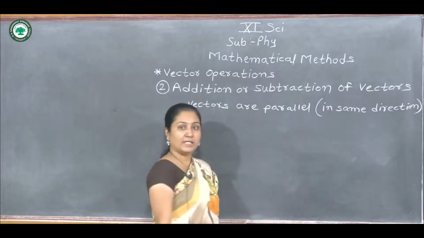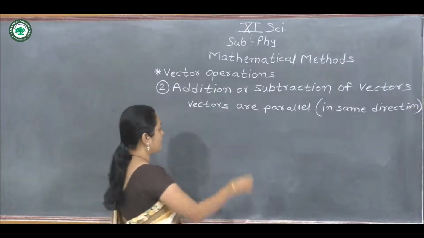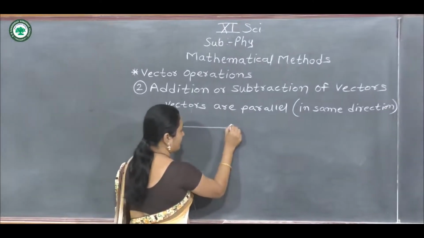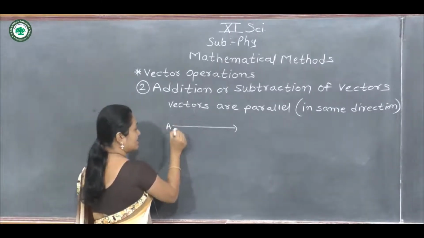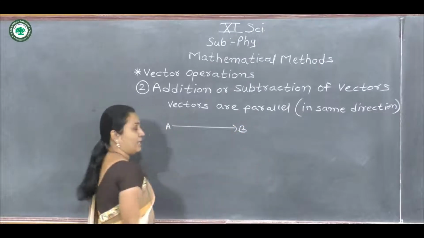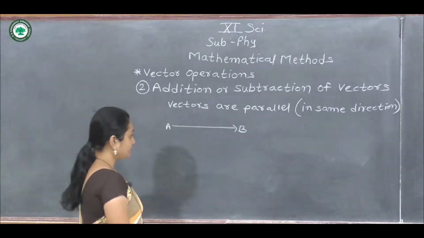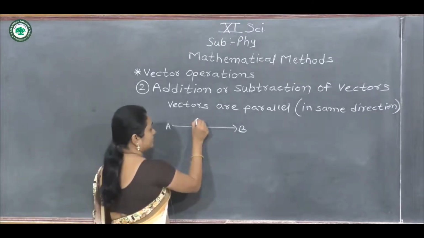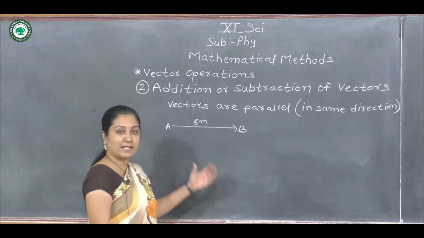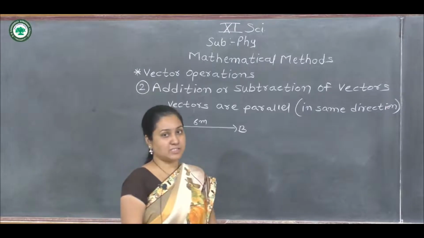They are moving in same direction. Suppose this is the first vector. We say this vector as AB, vector AB. This vector is suppose 6 meter. It has a length or magnitude as a 6 meter.